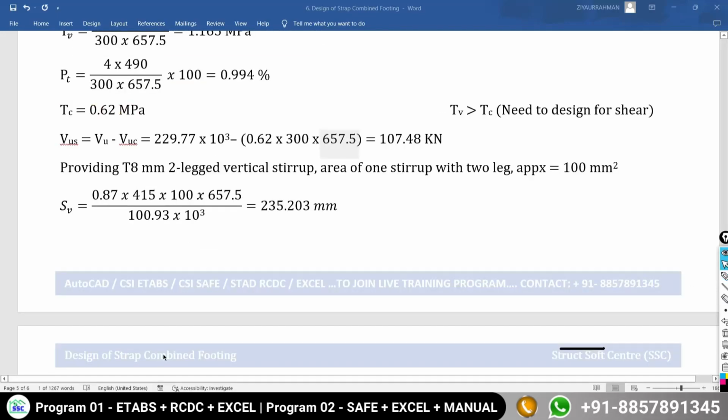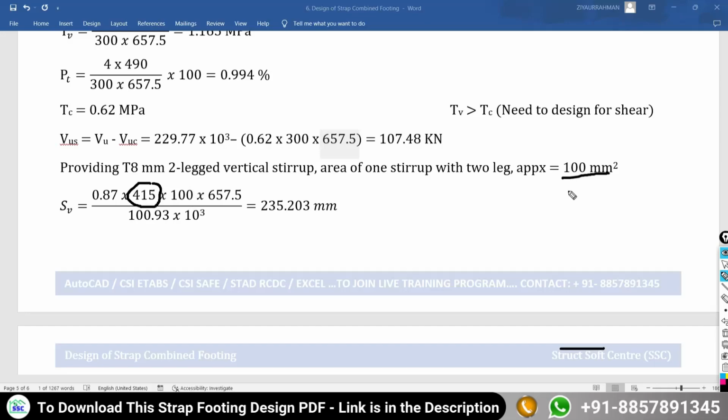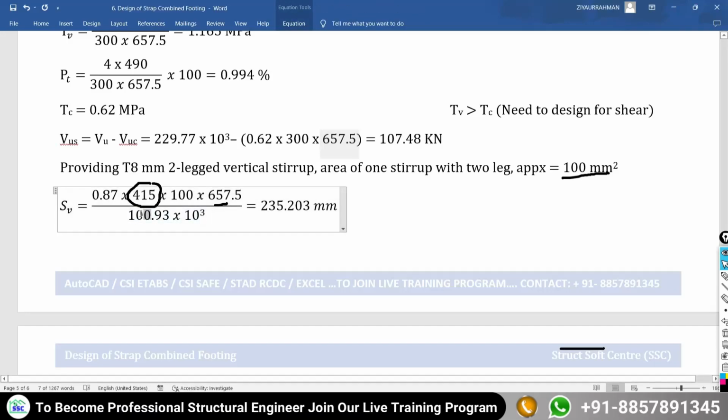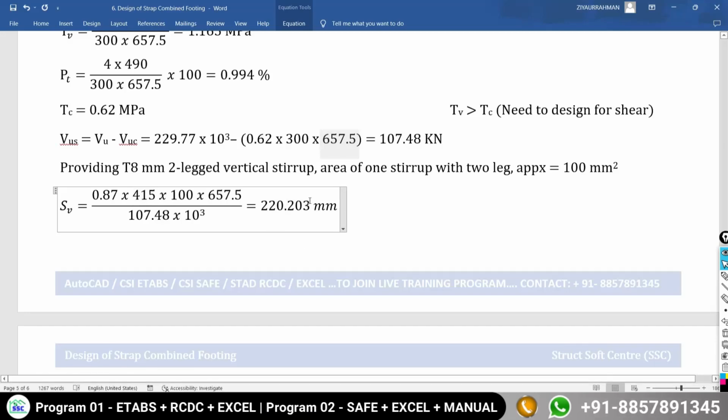For that, how much spacing is required? For the spacing calculation: 0.87 times the yield strength of your steel multiplied by the area of one stirrup, 100 mm square, multiplied by effective depth, divided by shear force. Actually, your shear force is how much? 107.48. Here we have to correct it, 107.48. This is the value. So with the calculation we are getting the spacing requirement as 220.86 mm. This much spacing you are allowed to provide. Beyond this spacing, you are not allowed to provide the shear reinforcement. This is the last limit.